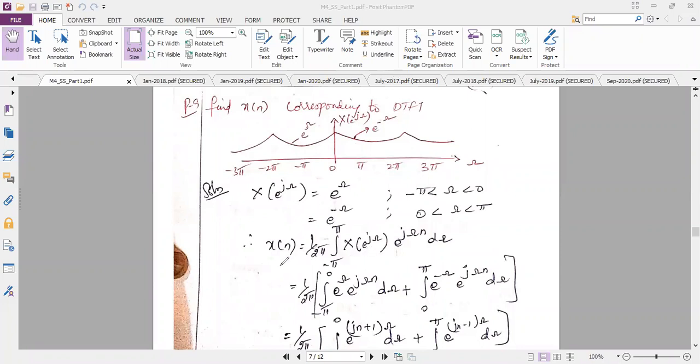Okay, we have to write the formula. We know what the formula to be used is. x of n is equal to 1 by 2 pi integral from minus pi to plus pi X of e power j omega into e power j omega n d omega. Then see, since I have two different amplitudes for two different intervals, I have to split this integration. One is from minus pi to 0, the other one is from 0 to pi. When you split it as minus pi to 0, the amplitude is e power omega. When you split it as 0 to pi, the amplitude is e power minus omega.